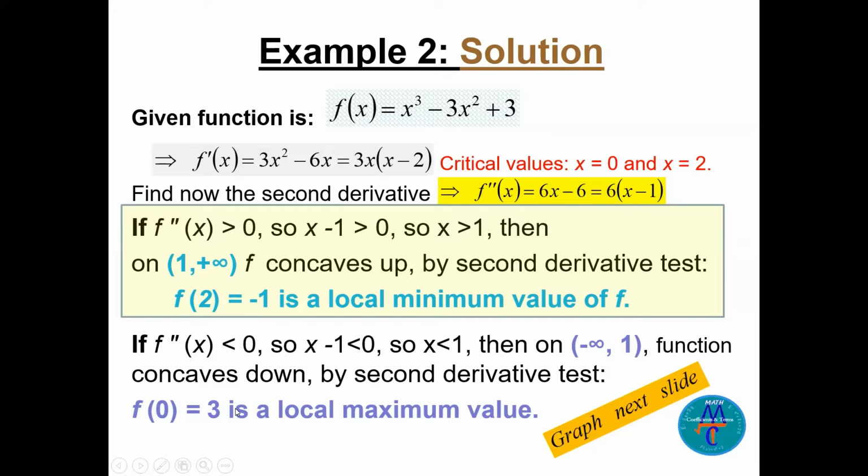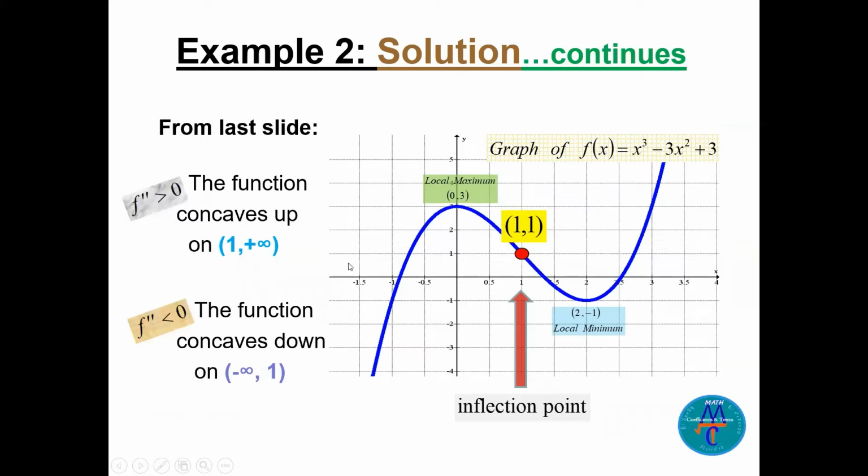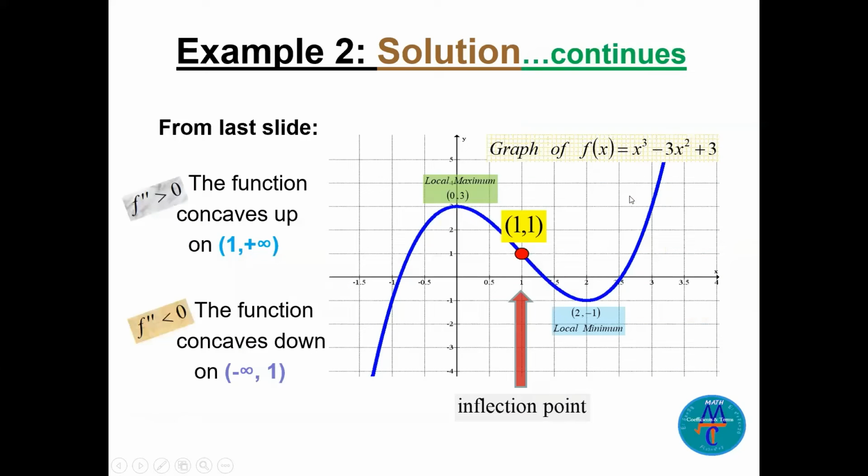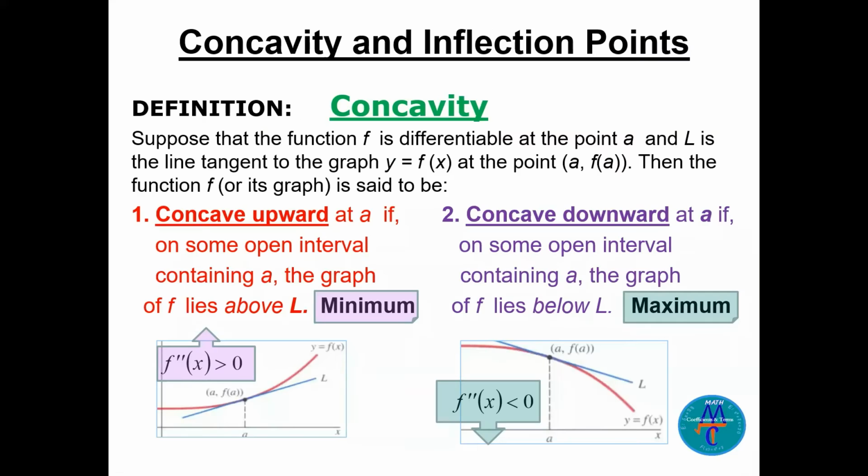Please study this question. Now we can see the graph here. Look at the nice graph: x cubed minus 3x squared plus 3. So at this point, see f double prime here, just a little note. F double prime, put it equal to 0, you get x equals 1. So at this point 1, put 1 in the function, 1 cubed minus 3 times 1 squared plus 3, it will be 1. So the point (1, 1), we call it an inflection point.